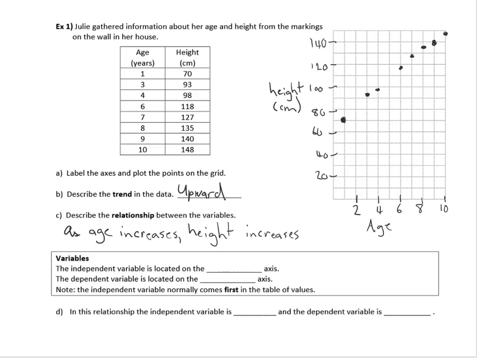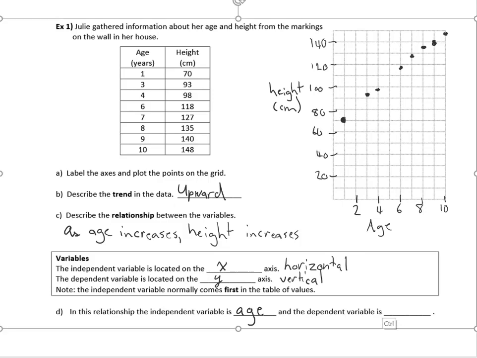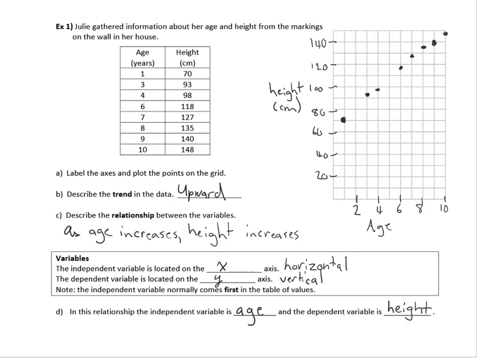The independent variable is located on the x-axis, or the horizontal, and the dependent variable is located on the y-axis, or the vertical. Notice that the independent variable normally comes first in the table of values. In this relationship, the independent variable is age, and the dependent variable is height.